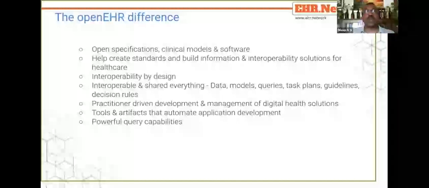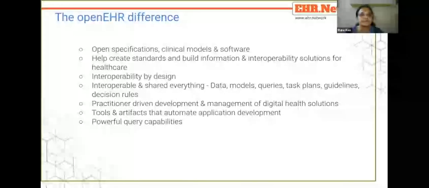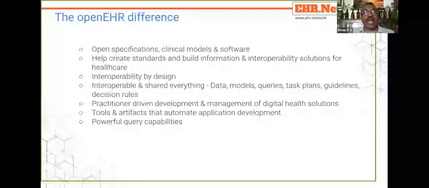You can also share queries, because openEHR has an abstract query language called AQL. A query written in one openEHR system can run on any openEHR system, as long as the same models are used there. Task plans are new specifications that are maturing now as we speak. Things like task plans, guidelines, and decision rules are all interoperable in the openEHR world. So you can create a collection of data models, queries, and task plans which can be reused across the spectrum by any openEHR solution.